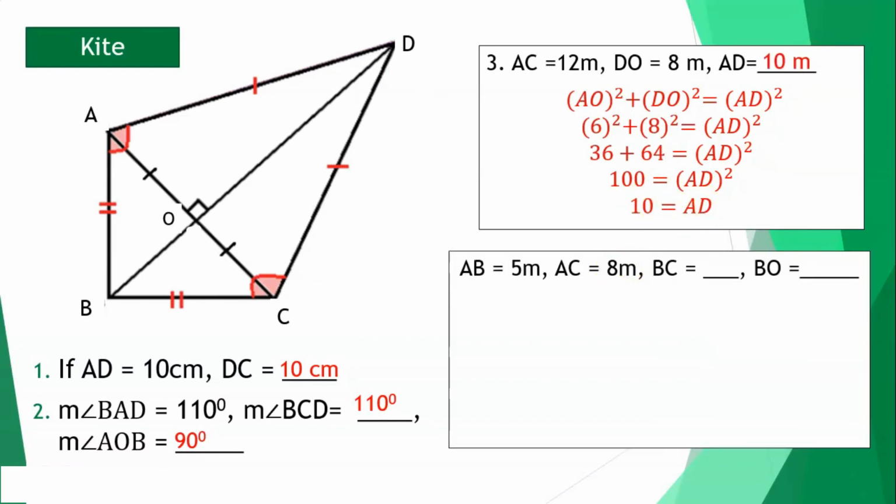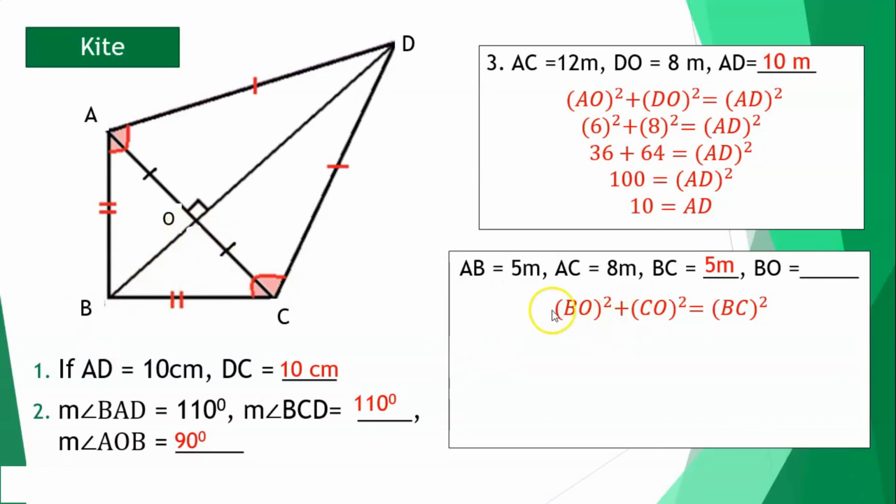Okay, another. Next, here AB is 5 and AC is 8 meters. So BC here is also 5 meters. Take note, AB is congruent to BC. Now, how to find BO? So again, we can form a right triangle here. BO squared plus CO squared is equal to BC squared. So take note, it's still a right triangle.